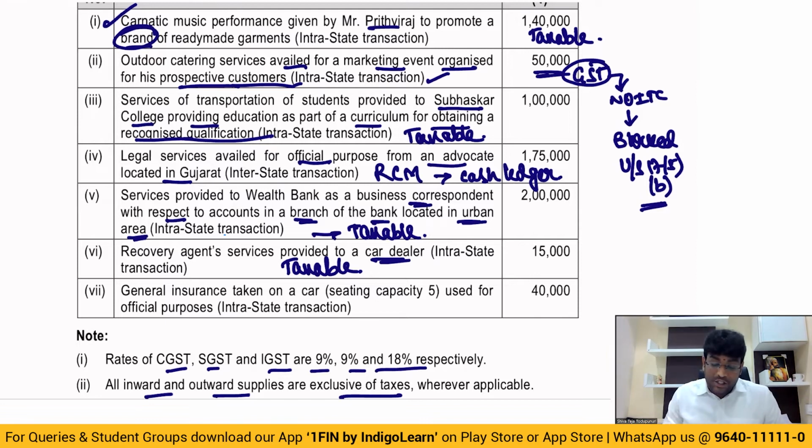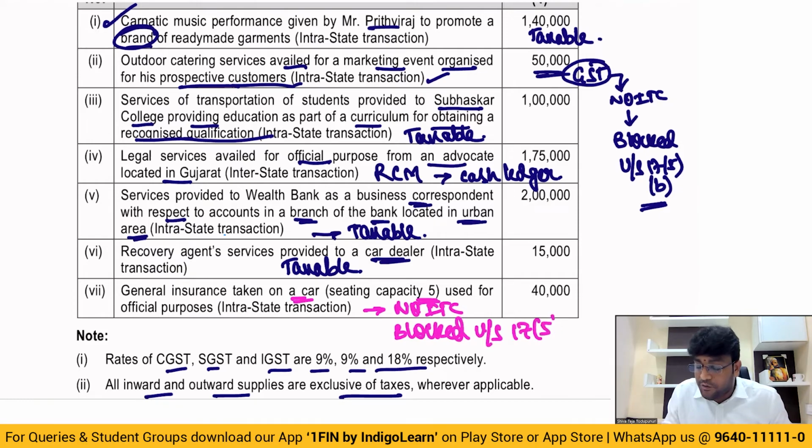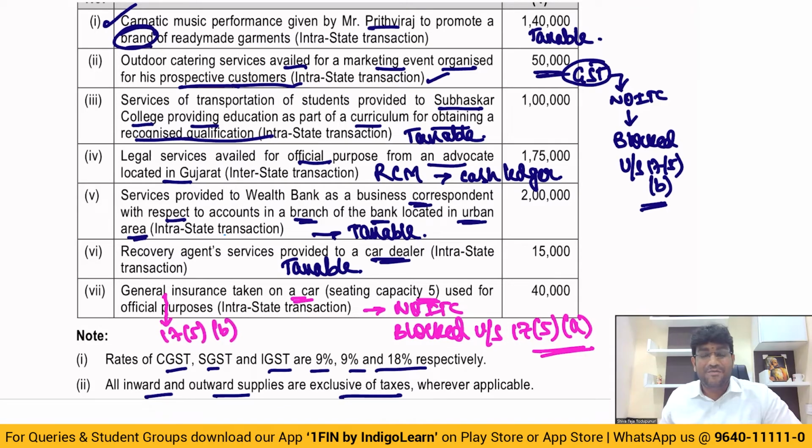Last point. General insurance service taken on a car, seating capacity 5, used for official purpose. Straight away, no input tax credit because it is blocked under section 17(5) clause A. We know the point, my dear friends. Speak out, friends. 17(5) clause A deals with the concept of car, and moreover, general insurance is specifically covered under 17(5) clause B. Friends, please reply.